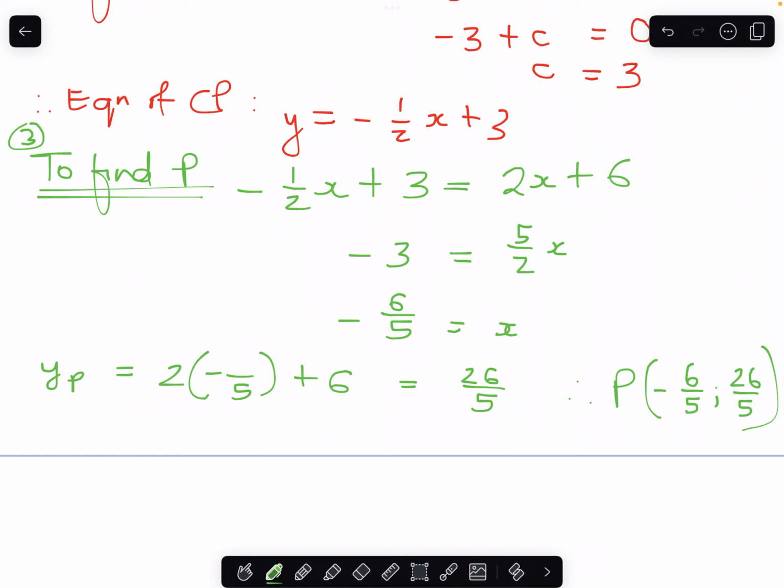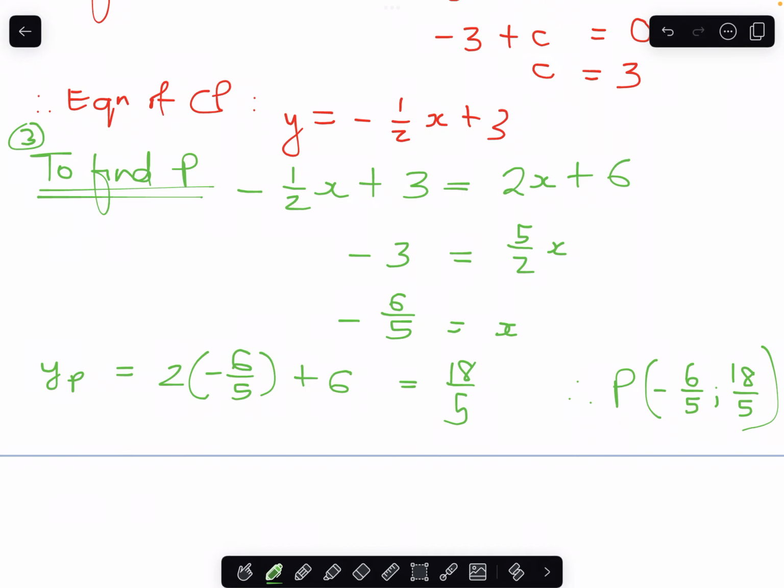Hey, this is meant to be minus 6 over 5, not 2 over 5. Good thing to double check yourself or to just use your calculator. Anyway, minus 12 over 5 plus 6. So that does in fact give me 18 over 5. Perfect.